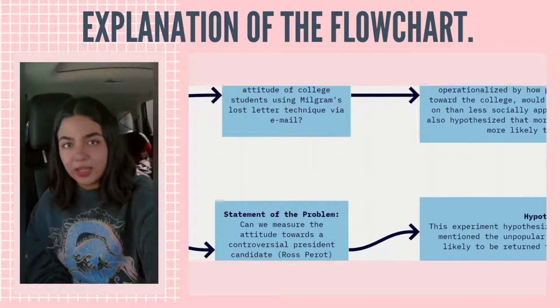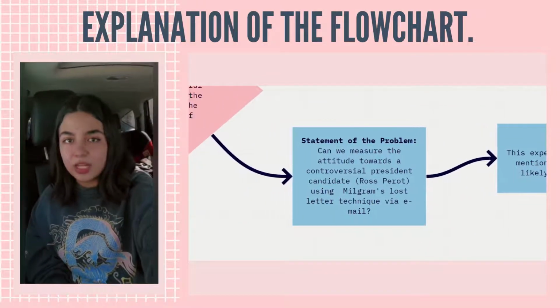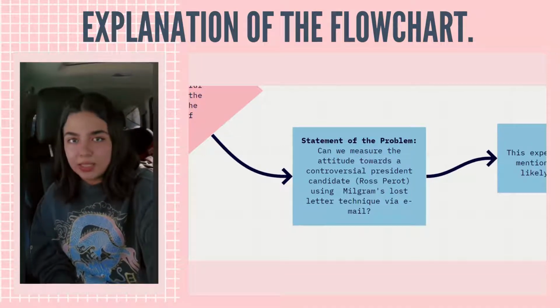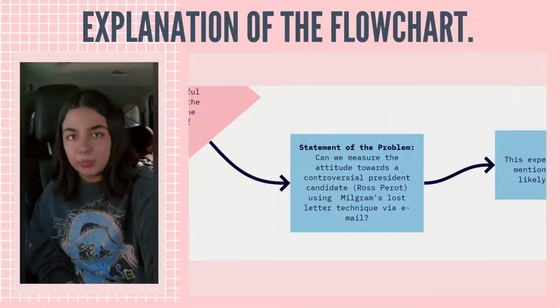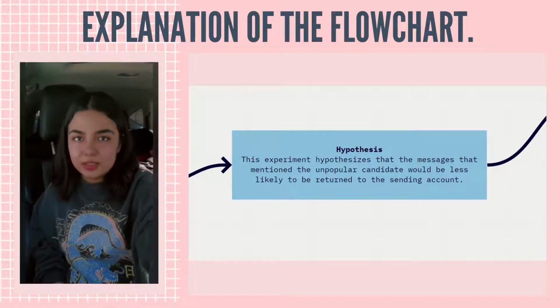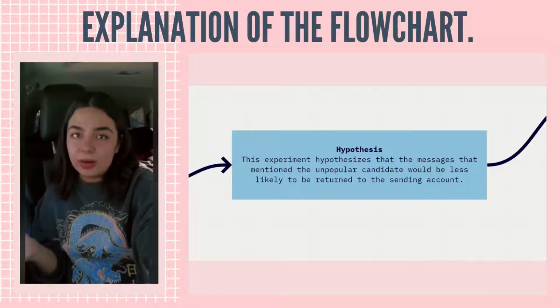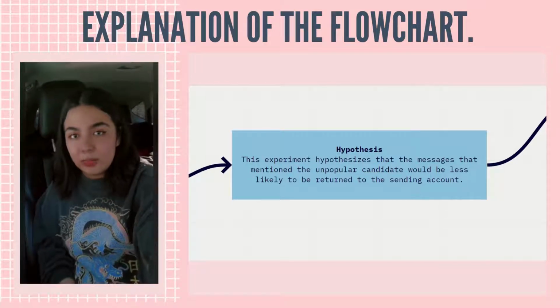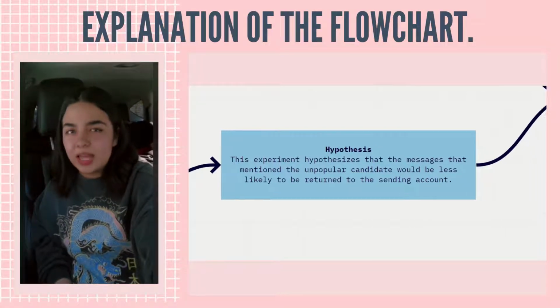For the second experiment, the subject of study was a larger and more diverse population, and they were asked about a controversial presidential candidate whose name was Ross Perot. The statement of the problem is: could we measure the attitude towards a controversial presidential candidate using Milgram's lost letter technique via email? It's important to know that in this experiment, different messages were sent. One message included information about the presidential candidate, and others didn't contain anything about him. So it was hypothesized that the messages that contained information about Ross Perot would be less likely to be sent on.